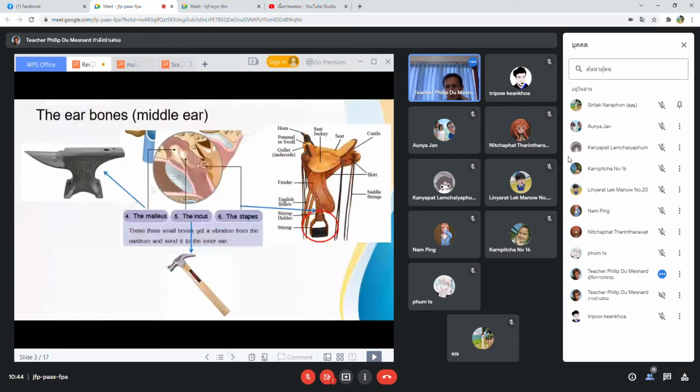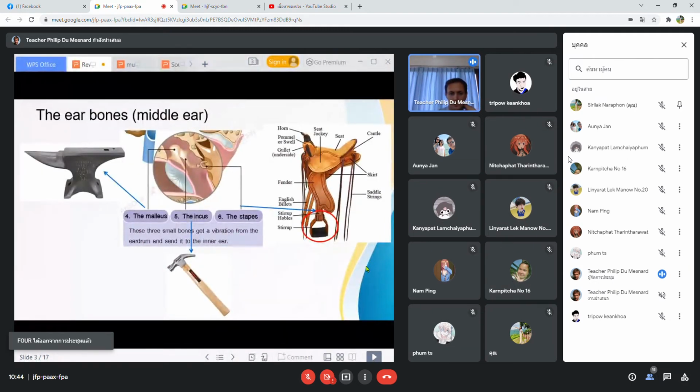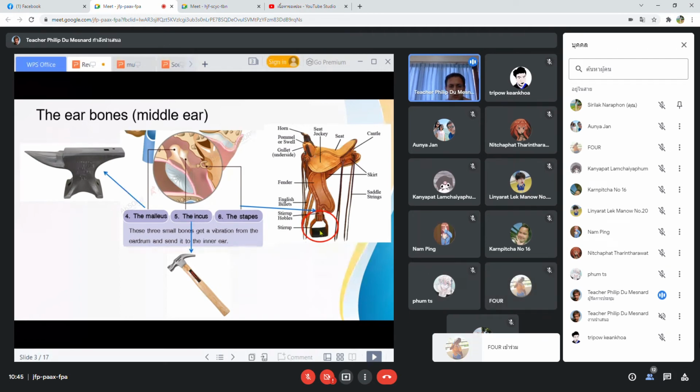Okay, and for the late students, I just want to show you again the three small bones inside the ear. They look like this. The malleus looks like an anvil, and the incus looks like a hammer, and the stapes actually looks like the part of a saddle of a horse, which is called a stirrup. So when you ride a horse, you will sit on the saddle.